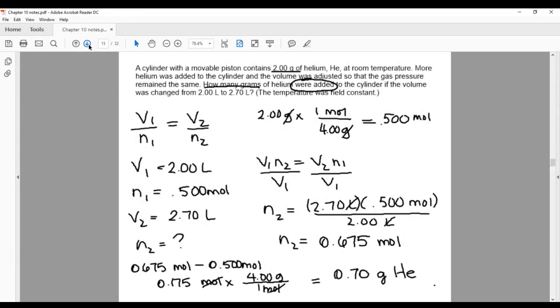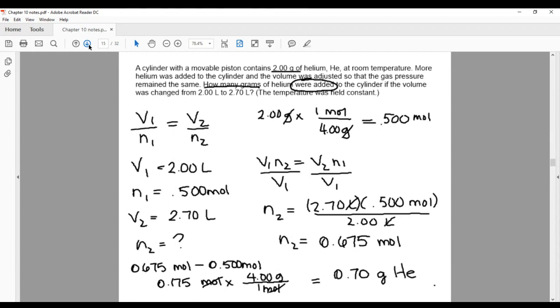Now, this problem is a little bit complicated, but I wanted to show you what all you could do with this type of problem. A cylinder with a movable piston contains 2.00 grams of helium at room temperature. More helium was added, volume was adjusted so that pressure remained the same. How many grams of helium were added to the cylinder if the volume was changed from 2.00 to 2.7? The temperature was held constant.